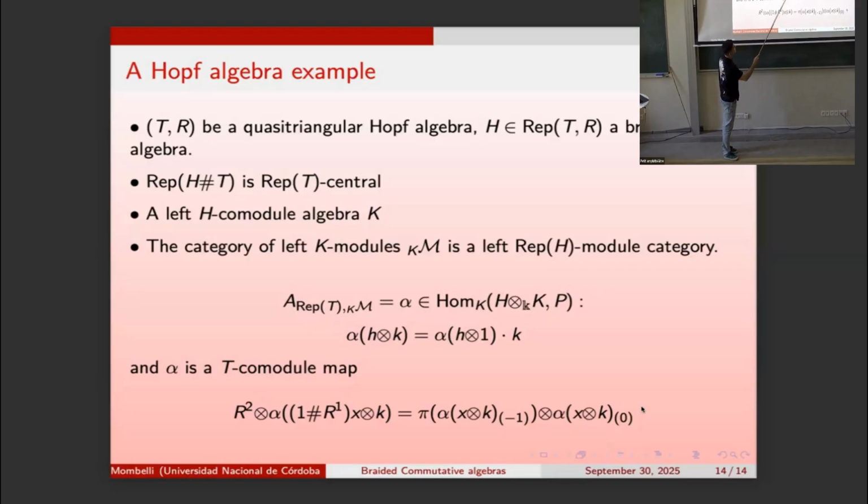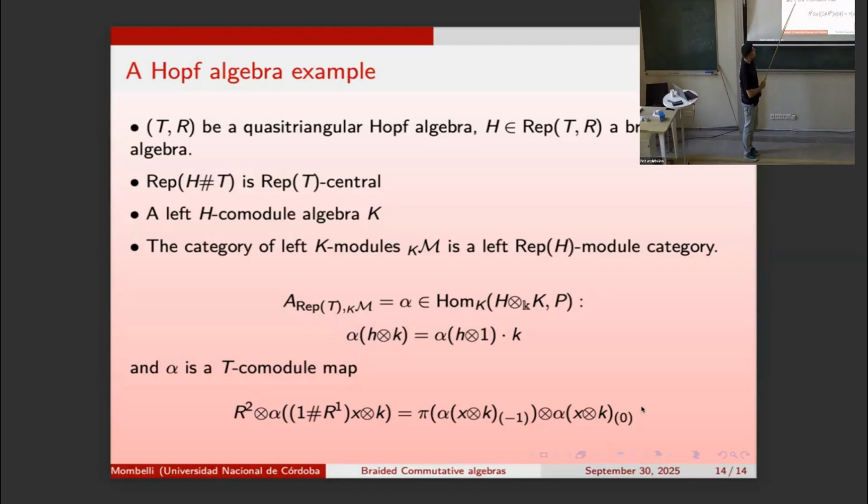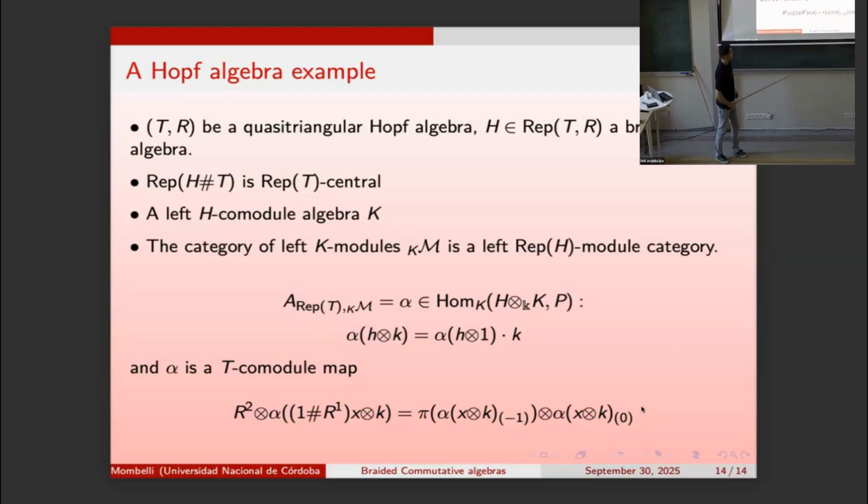Still is K. So with this condition, but now we have an extra condition, and this extra condition is that alpha has to be a T comodule map in some sense, which translates into this condition, and here it appears the R matrix of T.